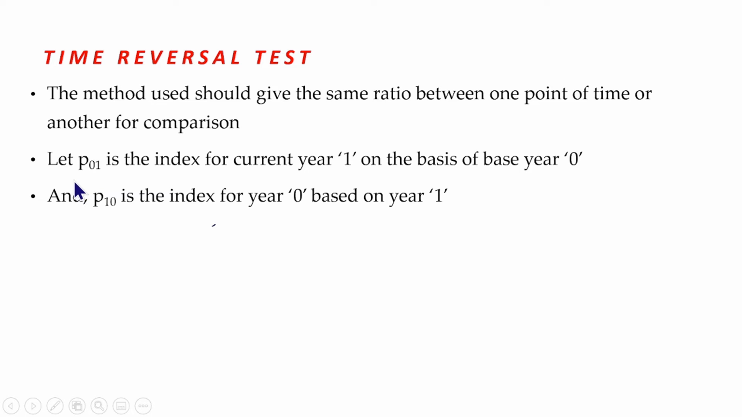Now let us take, let P01 be the index number for current year 1 on the basis of base year 0, and let P10 be the index for year 0 based on year 1. Then if this index number satisfies time reversal test, then P01 into P10 should be equal to 1. So this condition has to be satisfied. If it is satisfied, then we can say the index number satisfies time reversal test.